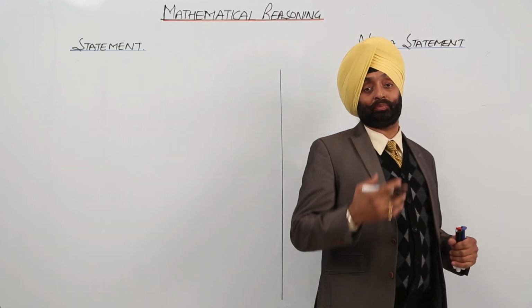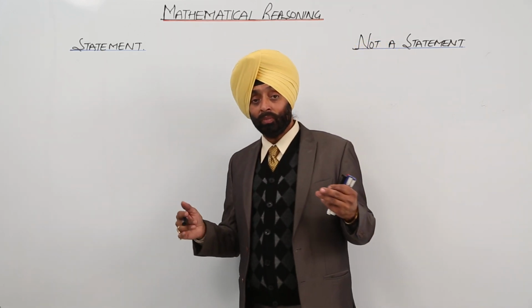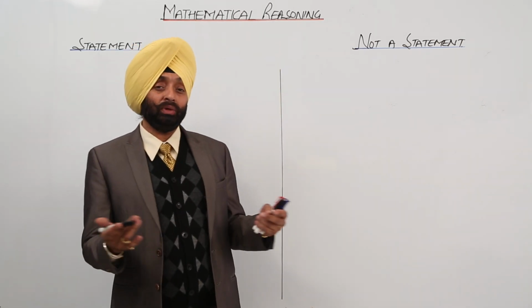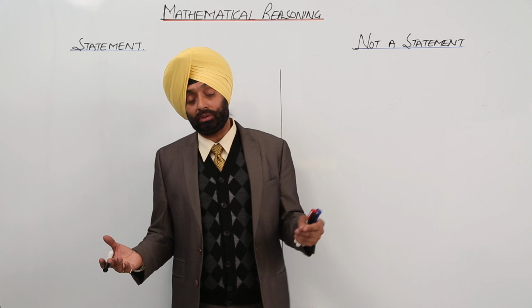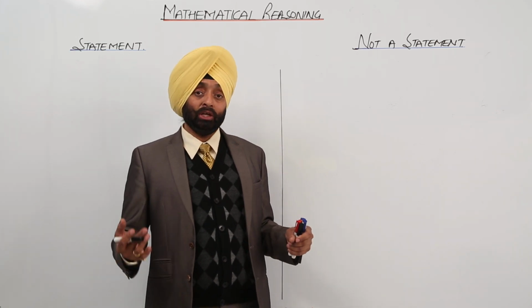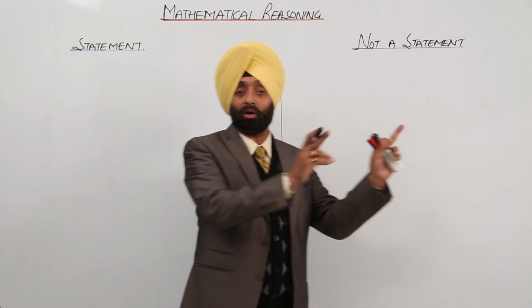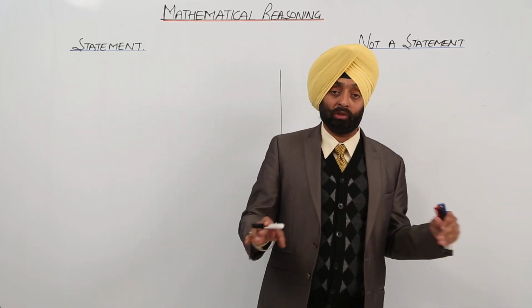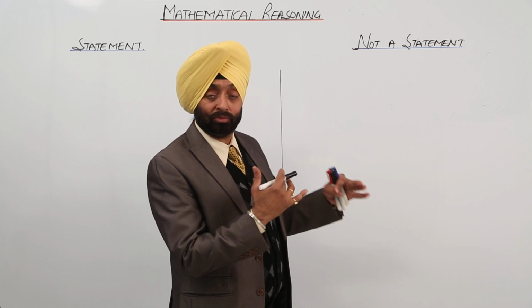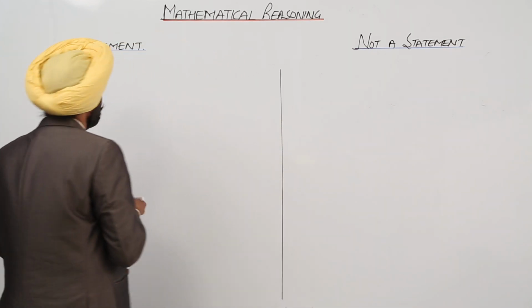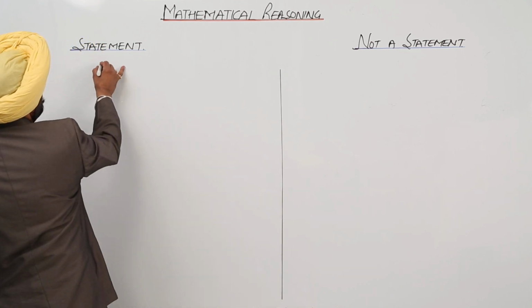Now the 3 examples which I gave you, one was true, one was false, and for one we can't say whether it is true or it is false. So we have 3 different things: true, false, or can't say whether true or false. So this is the distinction between a statement and not a statement. Okay, so first of all, the definition for a statement.